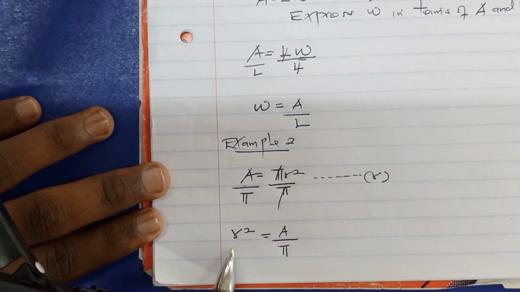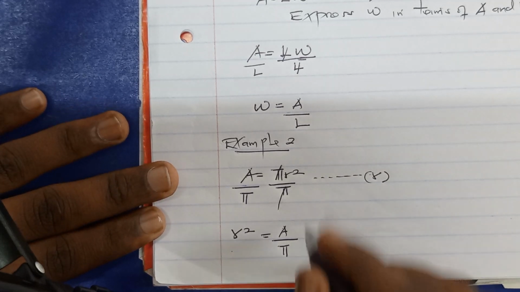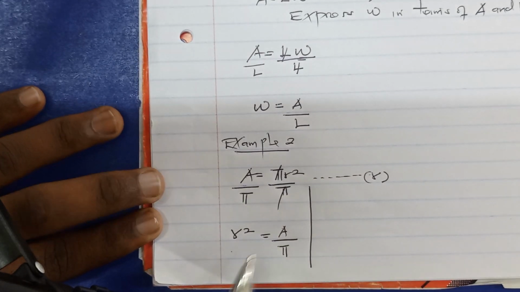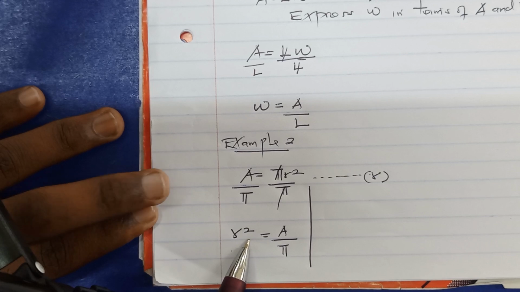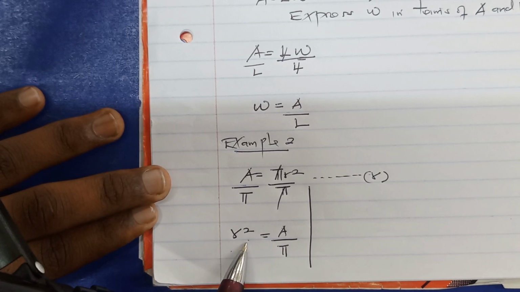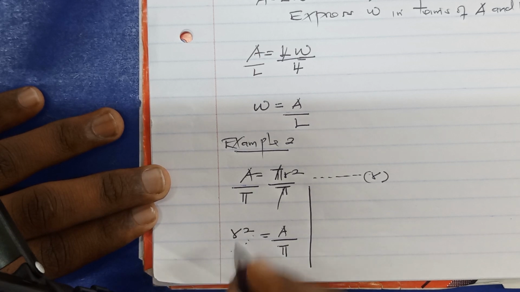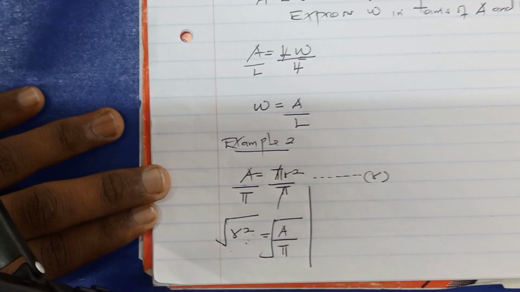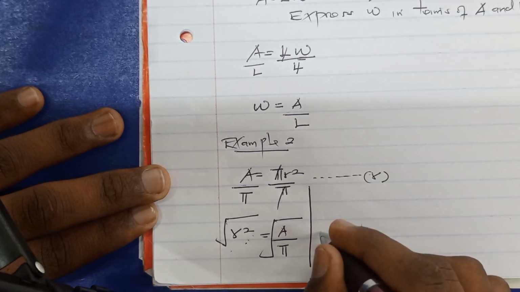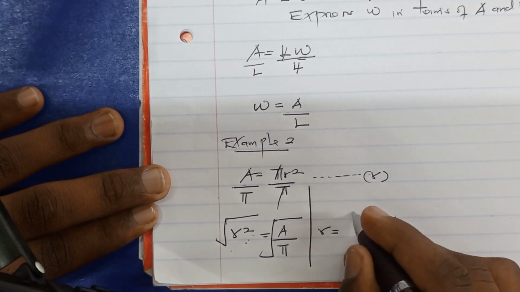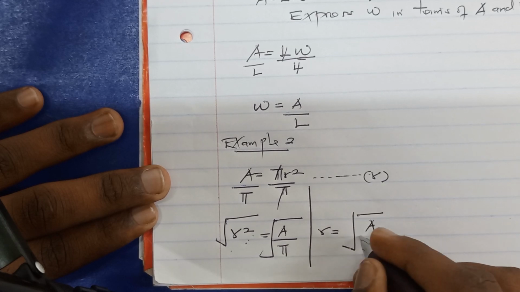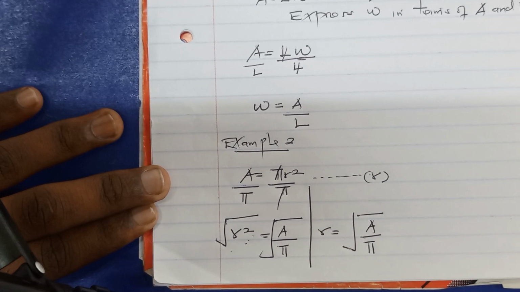But remember, we are interested only in r. I want to get rid of this square. Get me right: if you're given a square and you want to get rid of it, you introduce a root. So I'm going to introduce a square root on this side and a square root on the other side. In this case, I find that r equals the square root of area over pi.